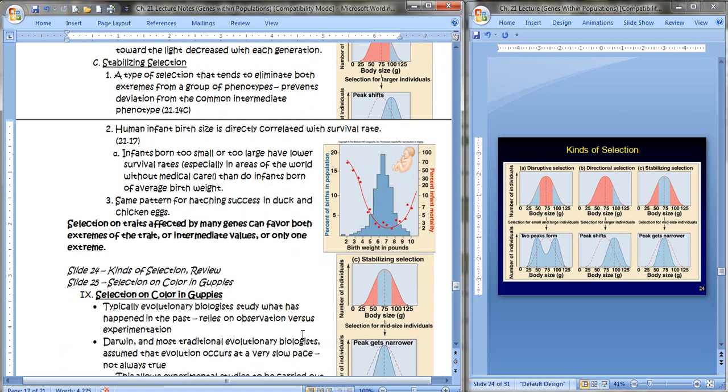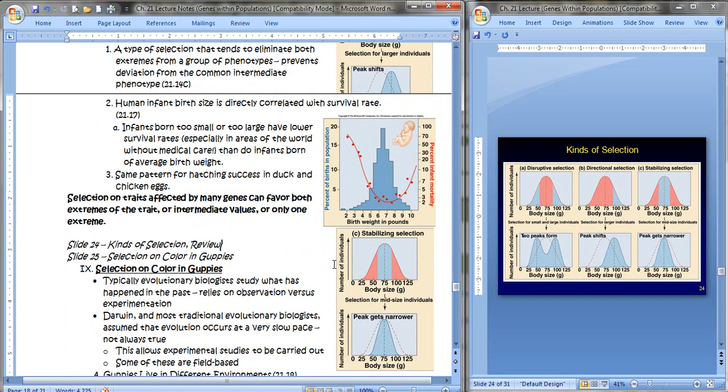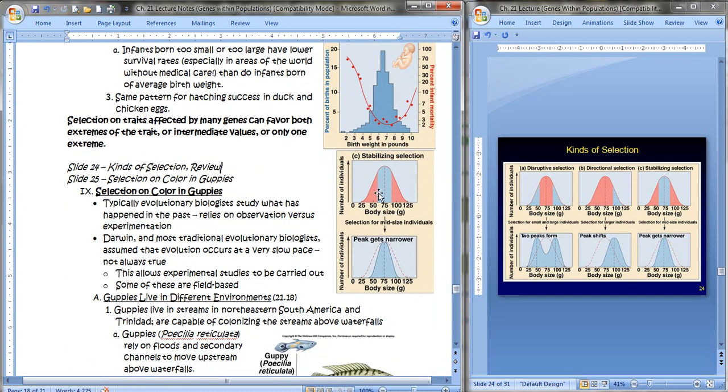We actually see the same pattern for hatching success in duck and chicken eggs, so we can't really breed our chickens to have more eggs because, well, we'll find out later why, but it makes them have lower reproductive success as it turns out. So stabilizing selection looks like this, where you tend to select against the extremes and narrow the peak instead. Make sure you know the difference between these three types of selection.